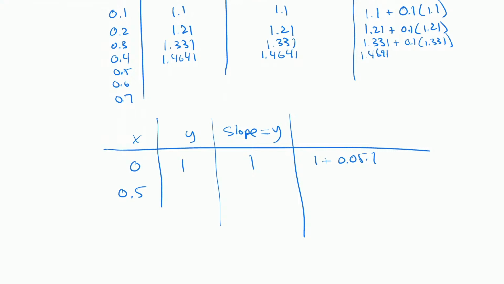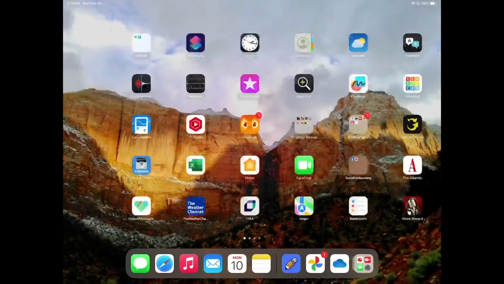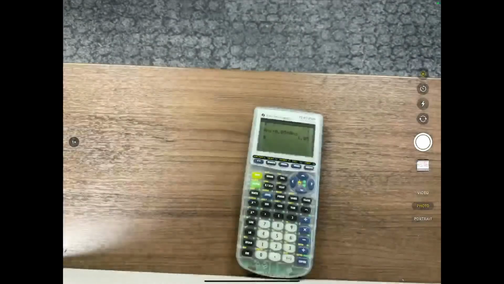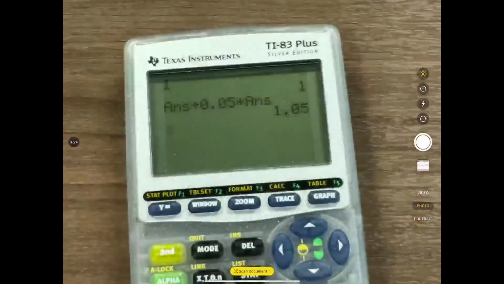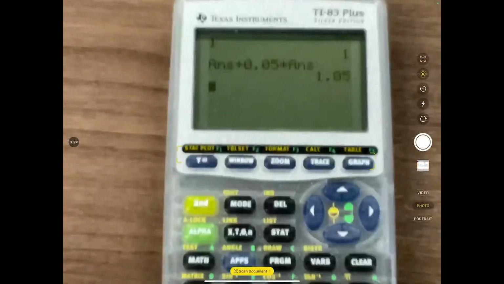Okay, so just a sec. Start with just 1, and then that plus 0.05 times that. Okay, I'll show you what I did. This is fun. Hold on a sec. Camera land. There we go. Let's zoom in. There it is. Okay, so that is the first.